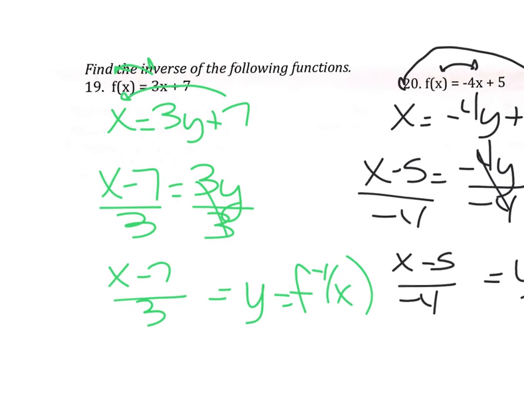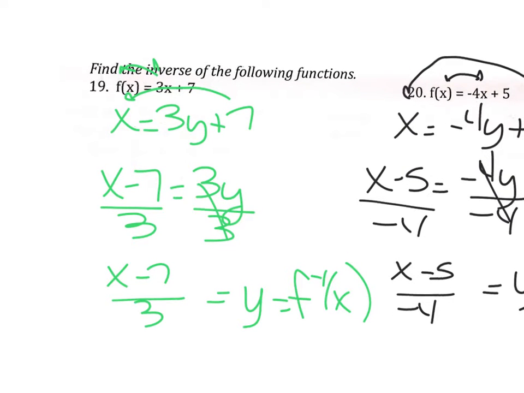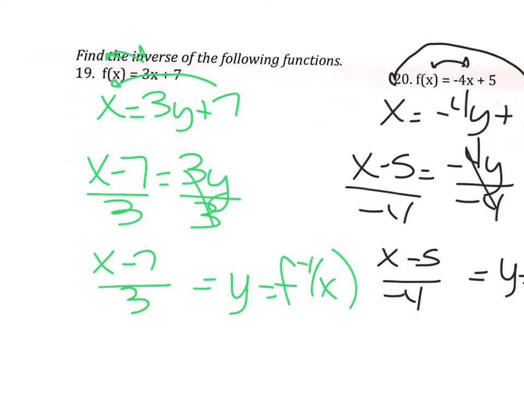19, find the inverse. Remember, for an inverse, you take the x and y and switch them. Then you get the y by itself. So this one, I went ahead and switched the x and the y right here. Now I've got to get the y by itself. So move the 7 first, right there. Then divide by the 3, and there it is: x minus 7 over 3. Don't forget your little f negative 1.